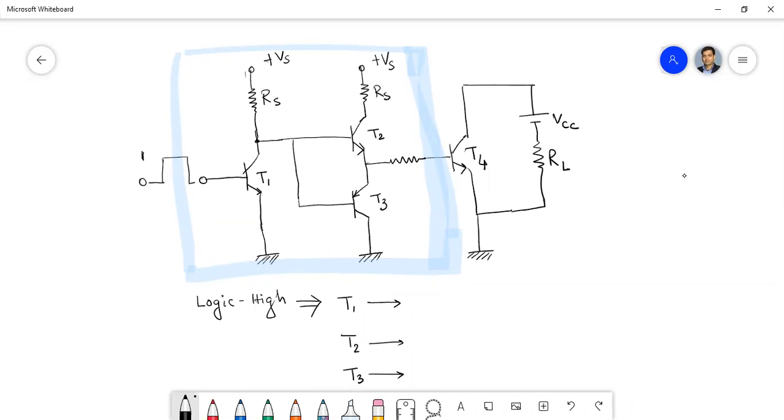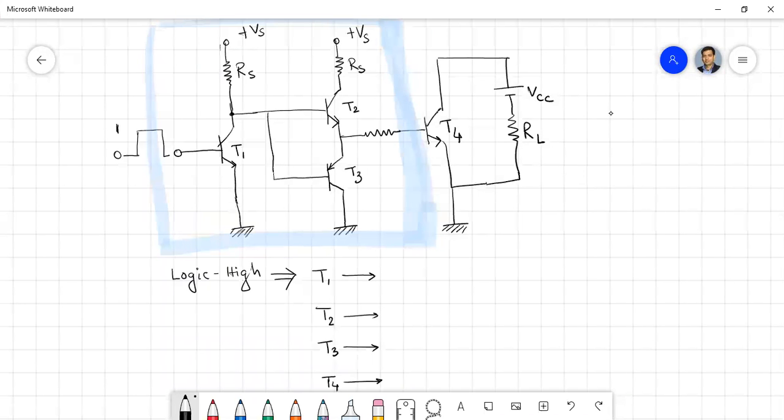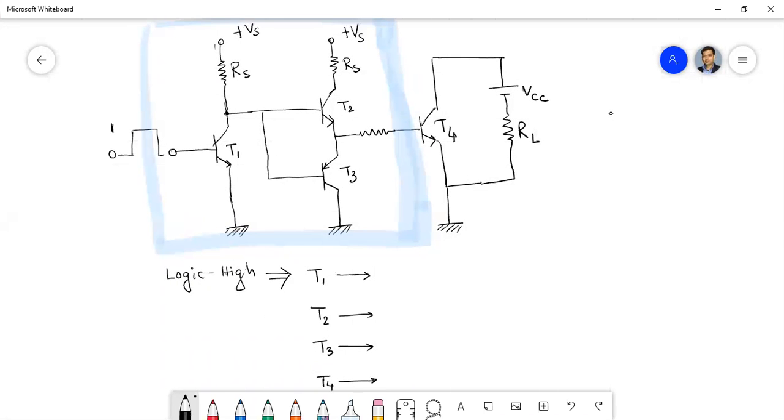When the base of T1 is at high state, did you get my question? When the base of T1 transistor is at high state, what about the states of T1 and T2? You were saying both will be at on condition. Can you explain?